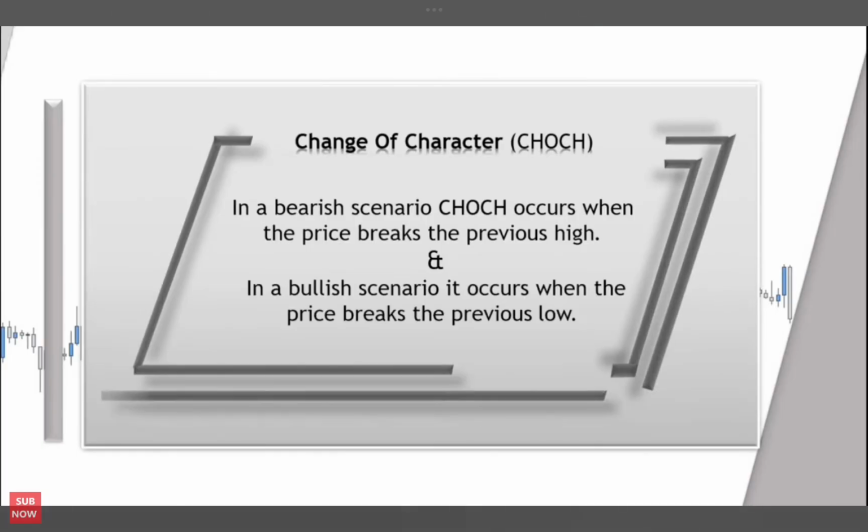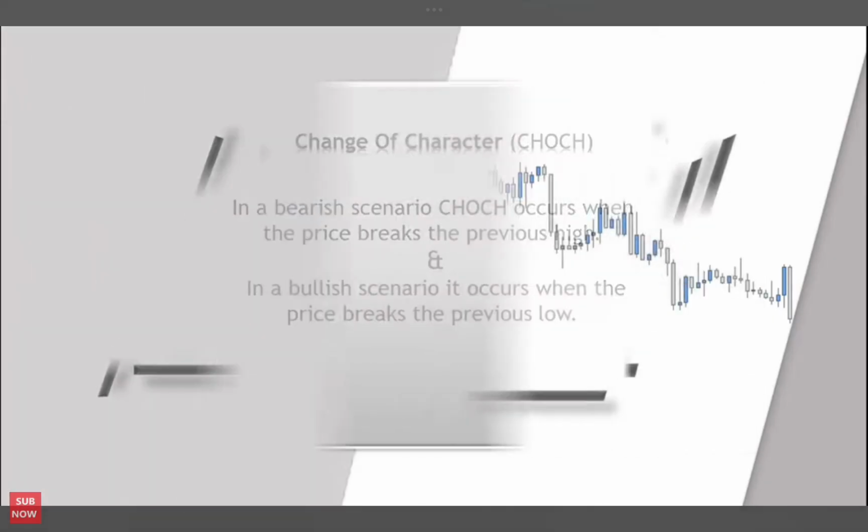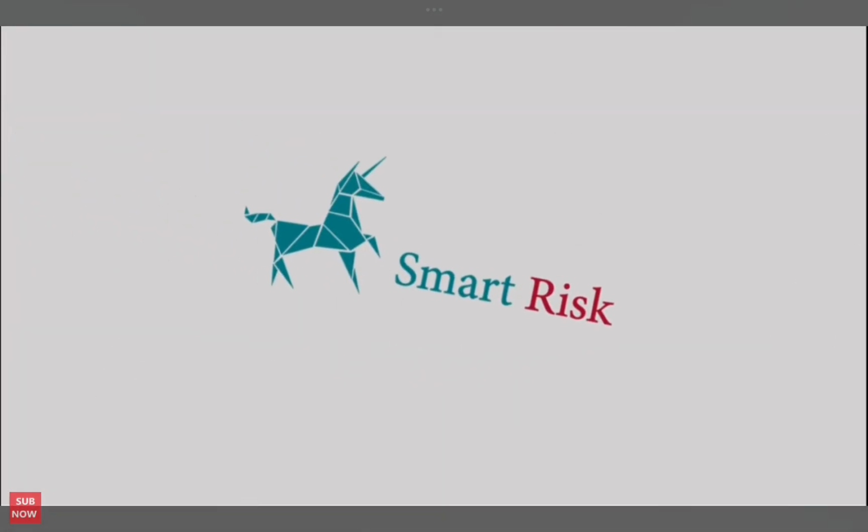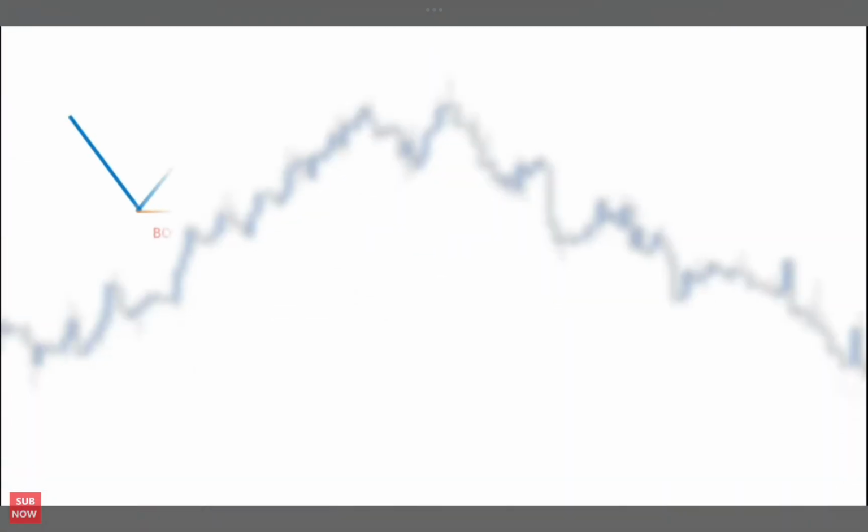The next principle we will discuss here is the change of character, so let us look at its definition. In a bearish scenario, CHOC occurs when the price breaks the previous high. In a bullish scenario, it occurs when the price breaks the previous low. Although the term CHOC may seem arcane at first, it simply refers to the fact that the market has changed through time. And all traders should keep this in mind when they are attempting to make the most of their trading opportunities.